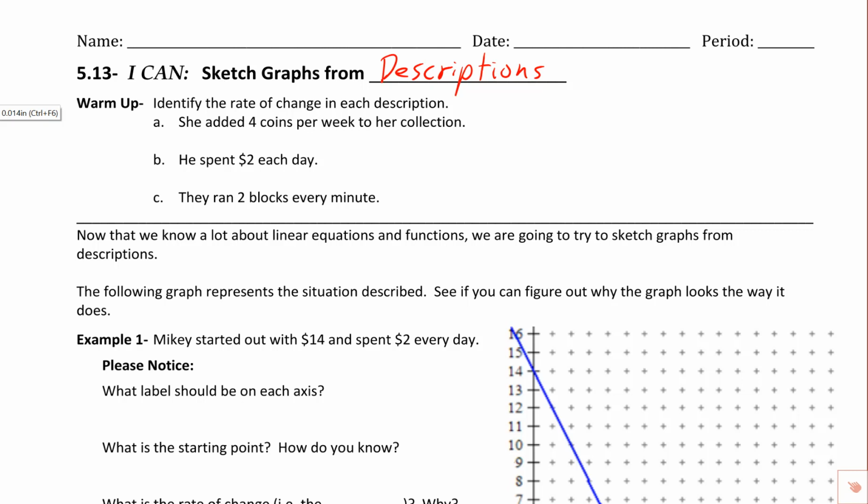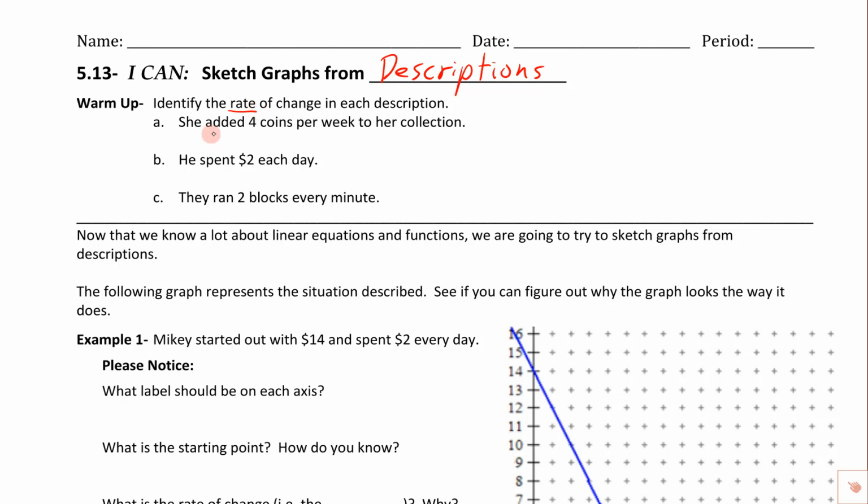It says identify the rate of change in each description. So we've got a quick little phrase or sentence here, and we need to come up with a rate of change. We can think of rate as slope if you'd like when we're doing it graphically. That's definitely a good way to think of it. But remember, a rate is always a comparison between two different types of measurements. It's a special type of ratio.